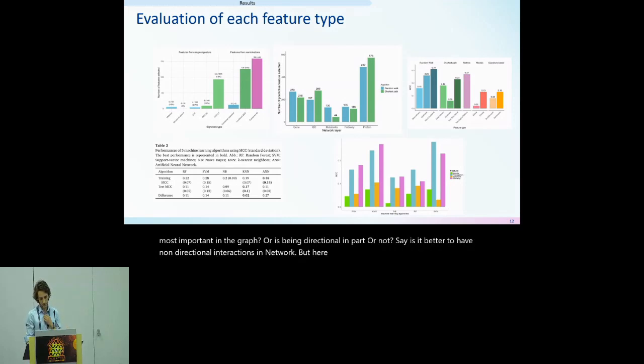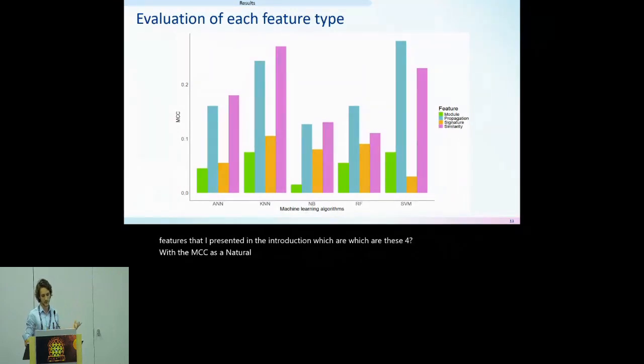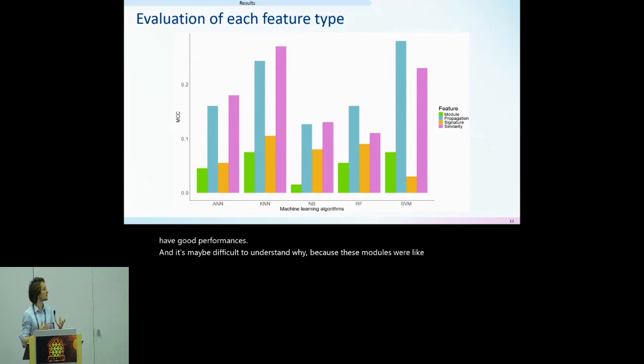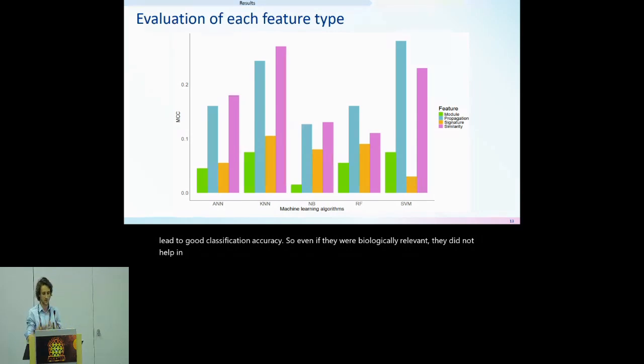But here I'm just going to focus on the features that I presented in the introduction, which are these four, with the MCC as a metric on an independent test set. And so as you can see, module-based and signature-based methods did not have good performances. It's maybe difficult to understand why, because the algorithms that find the modules were not mistaken. There were modules, maybe they were biologically relevant to the prostate in general, but being close or being part of those modules did not lead to good classification accuracy. So even if they were biologically relevant, they did not help in differentiating therapeutic targets from non-therapeutic targets.